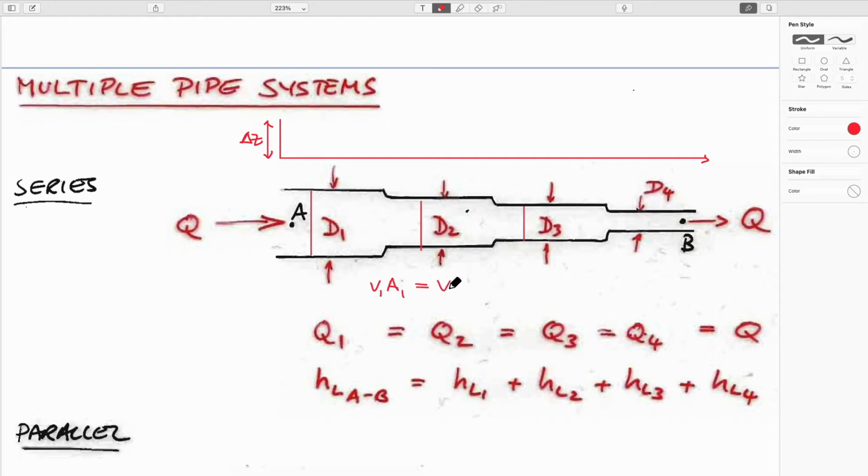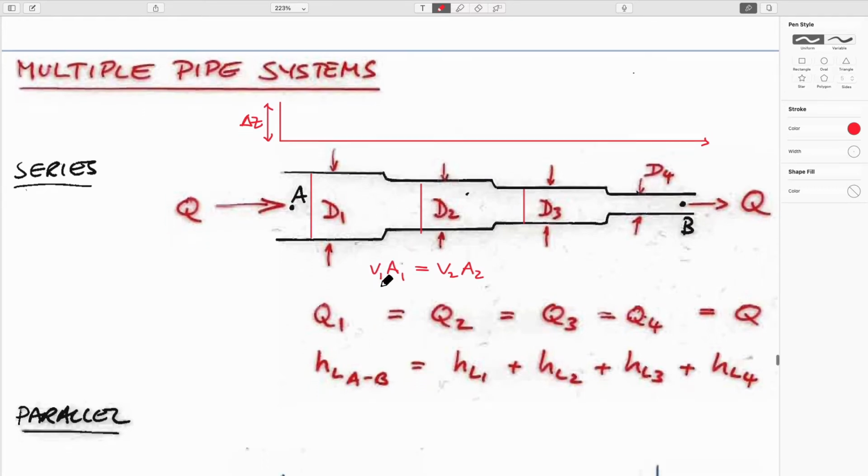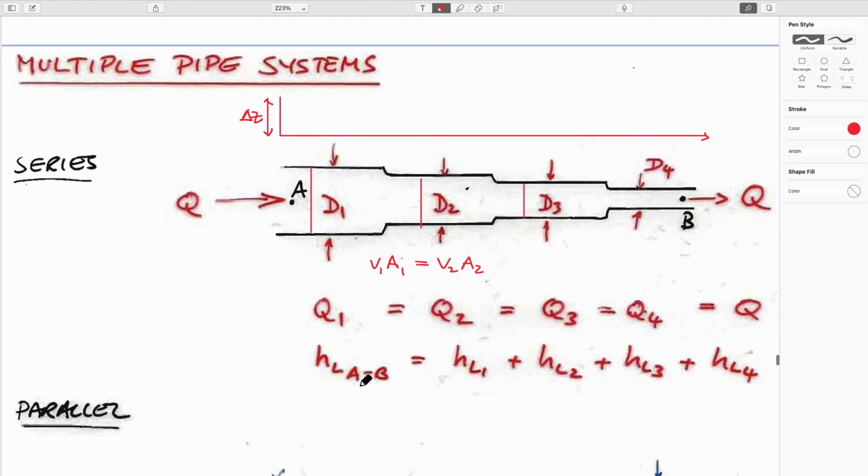And so certainly V1A1 is equal to V2A2, and the reason for that is because the flow rates through each of them are the same. So the flow rate through here has to be the flow rate through here, and it has to be the flow rate through every section. So that means that the individual head loss terms that we have are just summed up to meet the total magnitude between A and B. So on average, this would be the overall head loss. So this has to be the head loss in the system. And the question is, how is it divided up between these?